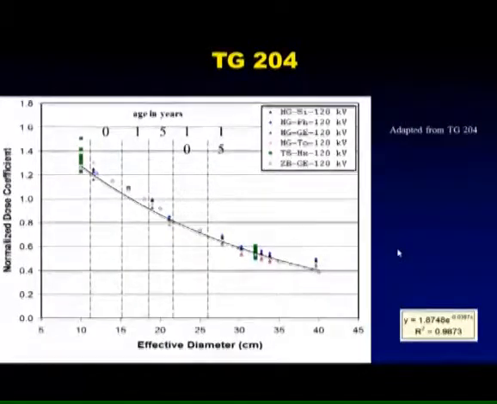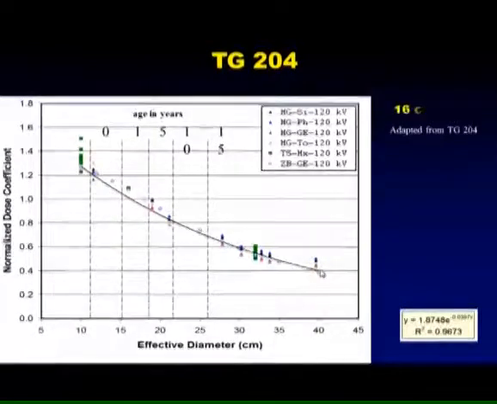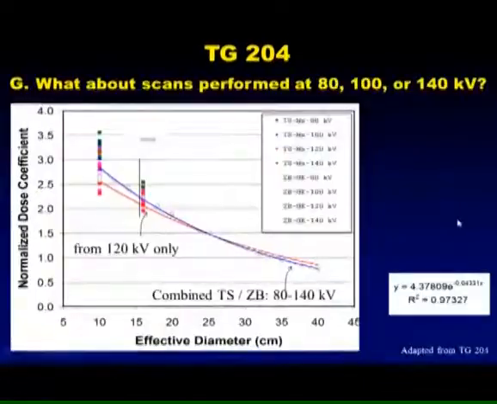We can do the same thing for the 16 centimeter phantom. Now, obviously, our conversion factor is not as great for our smallest children and is considerably less than 1 for our largest patients. Again, this is at 120 kV. Correlation factor, again, of 0.967.